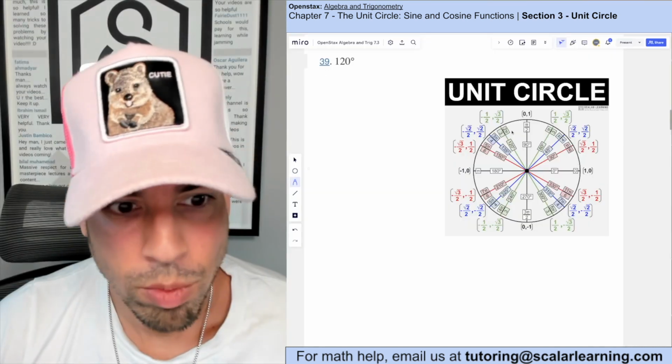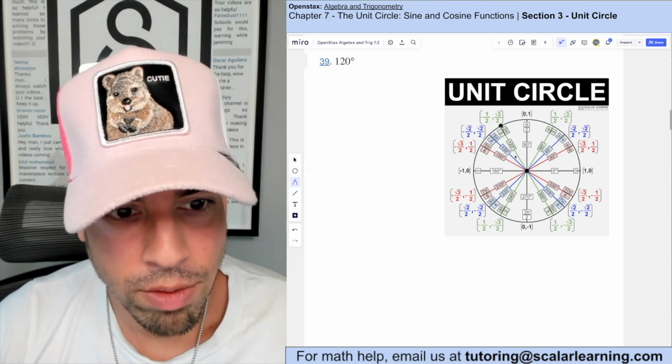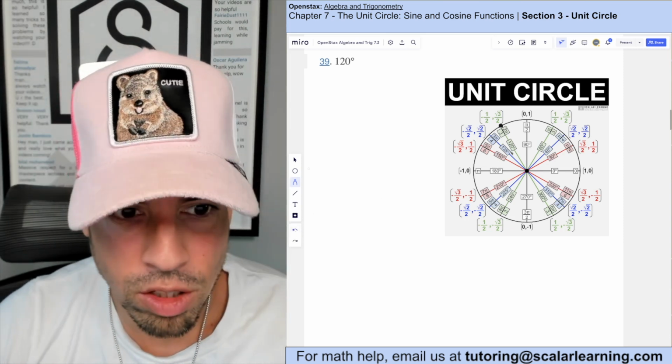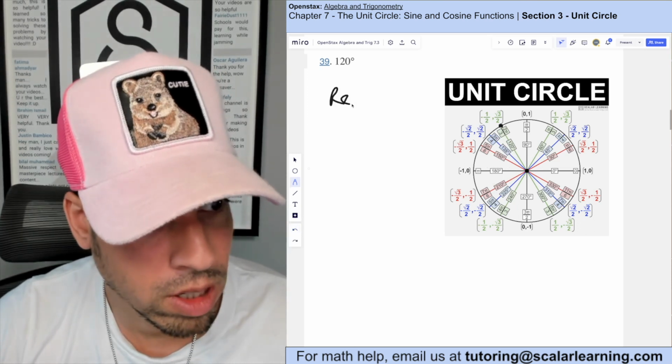Done. So for this one, we got 120 degrees, which lands us right here. So if we start with the reference angle, it's this distance down, that shortest distance to the x-axis, which is 60 degrees, right? 180 minus 120. So the reference angle is 60.